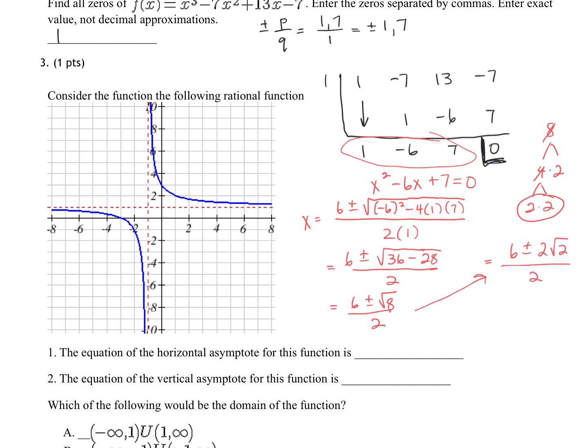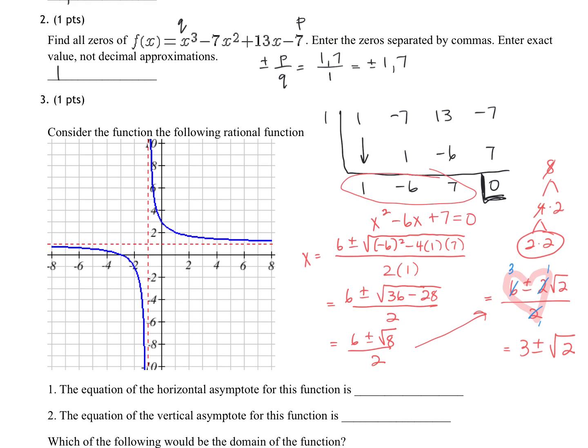And then we have a common factor. If we look at our numbers here, they can all be divided by 2. So this would be a 3, this would be a 1, and this would be a 1. So we would get 3 plus or minus the square root of 2. That would be 2 solutions. So we already found one solution, which was 1. And now the other 2 solutions are 3 plus or minus the square root of 2.